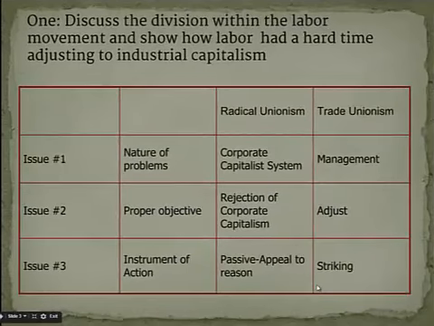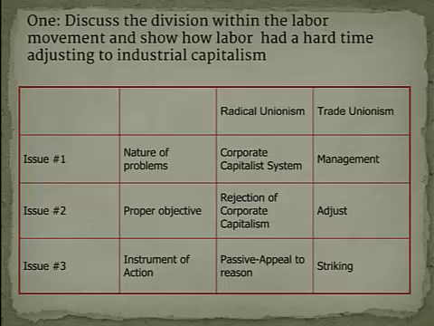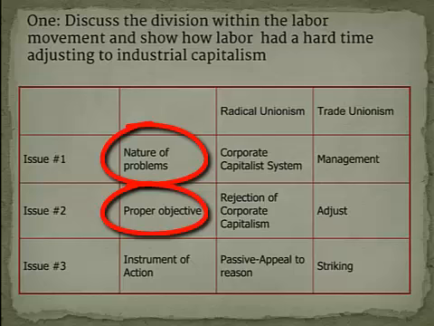So the American labor movement failed to achieve satisfactory adjustments to industrial capitalism during the years following the Civil War, largely because it was unable to act as a unit to agree upon these three issues: the nature of the problem, the proper objectives, and the instrument of action.